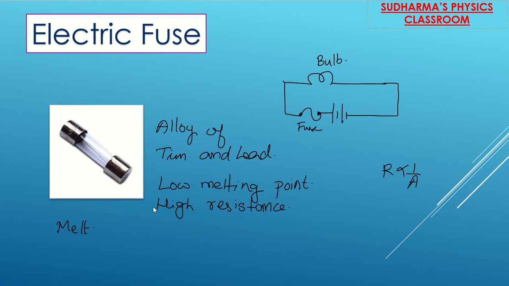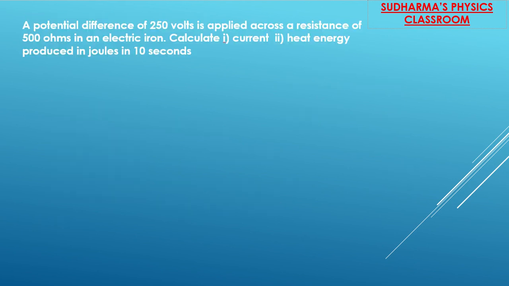So high resistance and low melting point are the important properties of the fuse wire. Again, don't forget to write that it works on Joule's law of heating, because once it gets heated up, it has a low melting point, so the fuse wire will melt and the circuit will be safe because of that. Okay, so that's about the common examples in our real life related to Joule's law of heating. Now let's try to solve some questions related to Joule's law of heating.